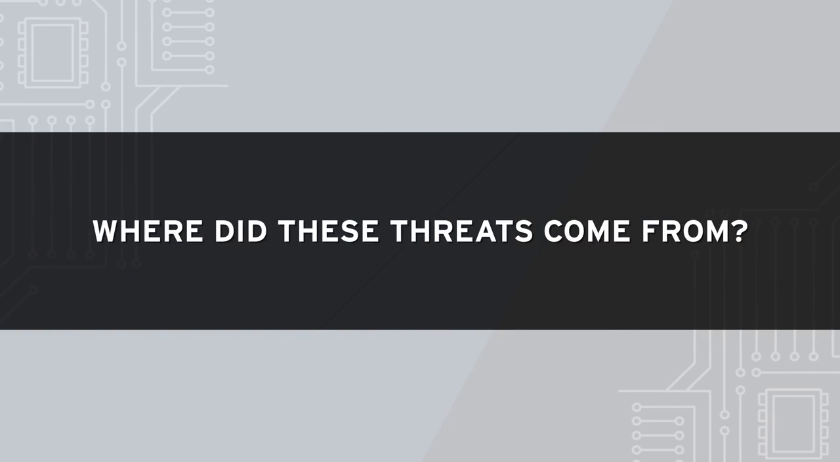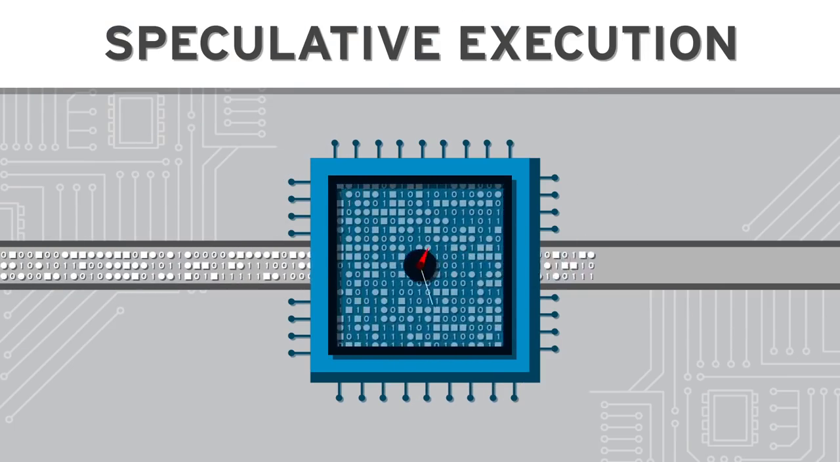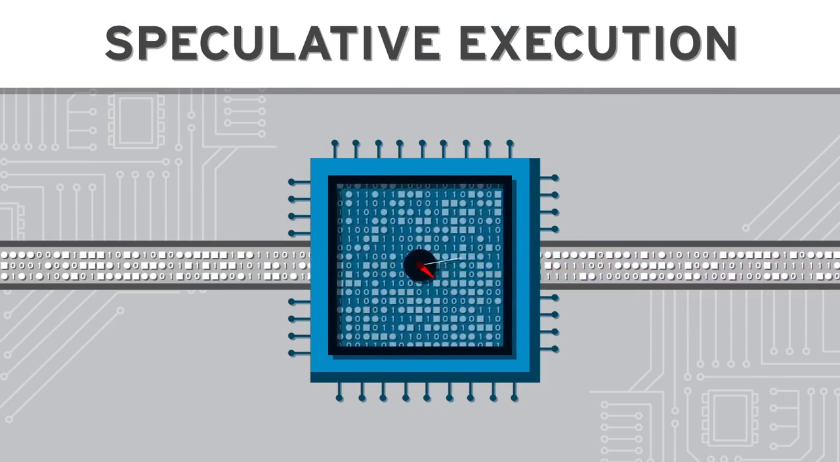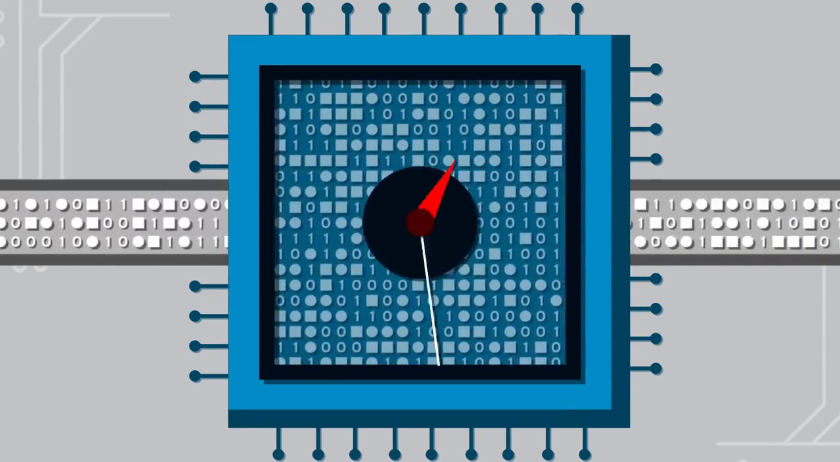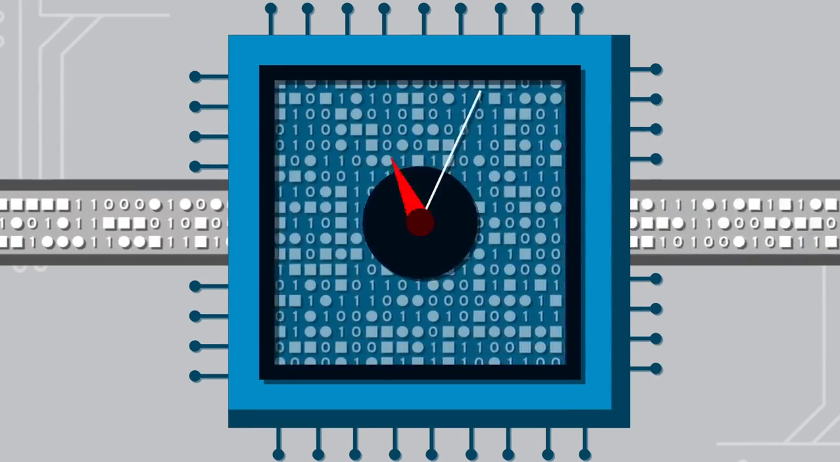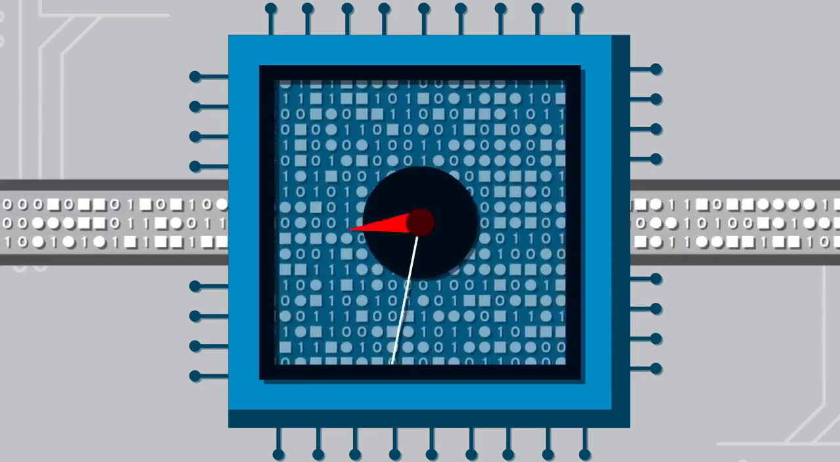The bad news, these fixes might slow down computer performance. But where did these threats come from? To answer that, you need to understand a behind-the-scenes process called speculative execution. It lets devices do some work ahead of time to speed up routine tasks. But it also creates a security vulnerability nobody expected.